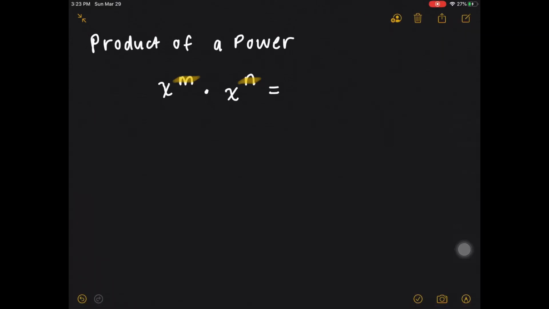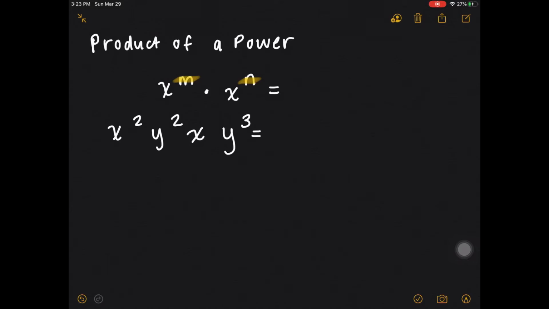Let's take a look. First thing that you're going to do is write these in expanded form. So let me give you another example problem here. If we've got x squared times y squared times x times y to the third. So this is what we're looking at. This is an example of a product of a power.